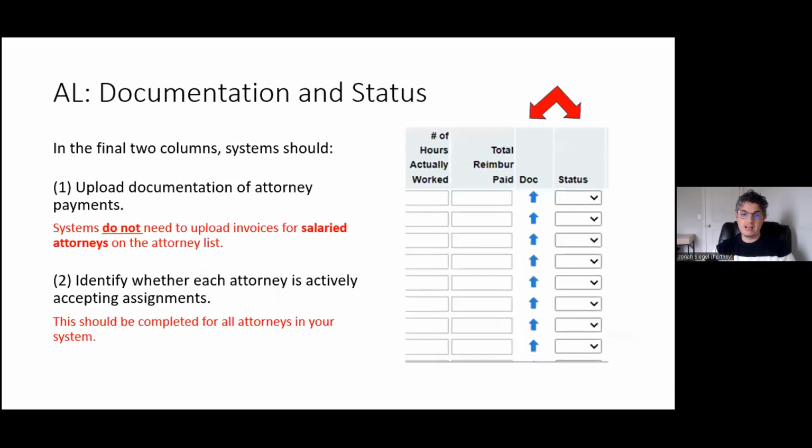And finally, in the last 2 columns, you'll see a space to upload documentation and then something about current status. First, you will be able to upload documentation of attorney payments in this second to last column where you see the blue arrow. Systems do not need to upload invoices for salaried attorneys on their attorney list. Invoices should be included for all non-salaried attorneys.